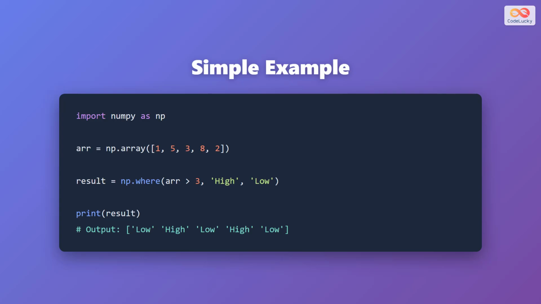Let's look at a simple example. We create an array with values 1, 5, 3, 8, and 2. Then we use np.where to check if each element is greater than 3. If true, we return the string high. If false, we return low. The output shows low, high, low, high, low, corresponding to each element's comparison with 3.